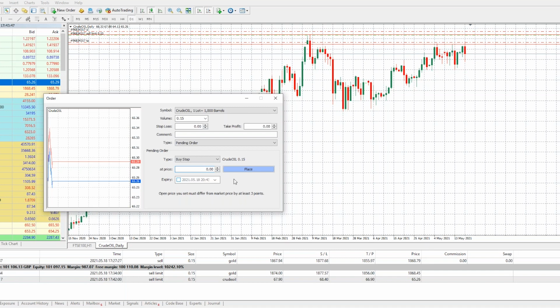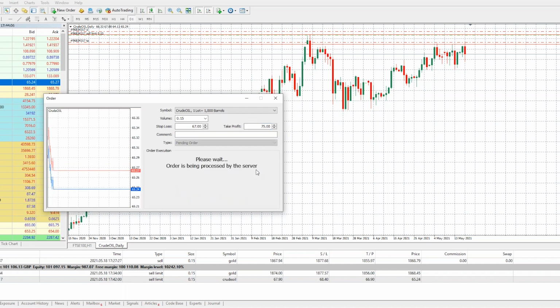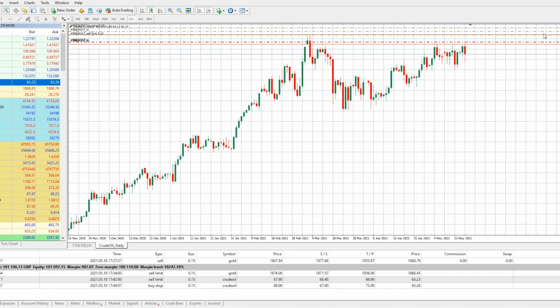So maybe I say if it hits 69, I'm in on a buy position. I put my stop loss back below the resistance at, I don't know, 67. And maybe my take profit is up at 75 per barrel, something like that. Okay, so now I've got a pending buy stop that if it breaks the resistance by enough, I'm in on a buy position. And where would I put my take profit?